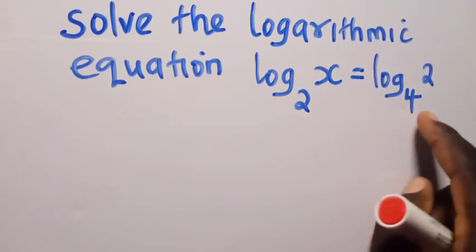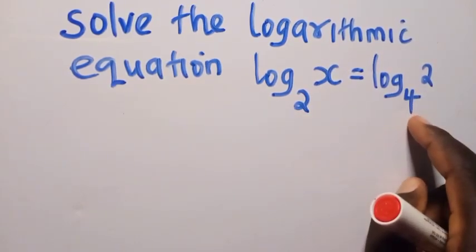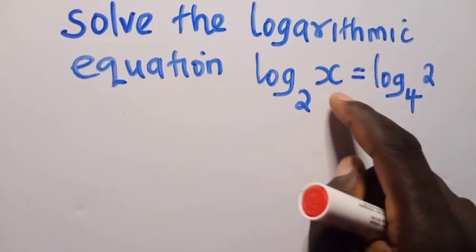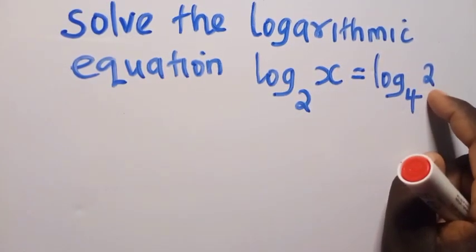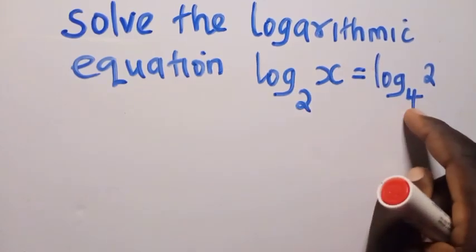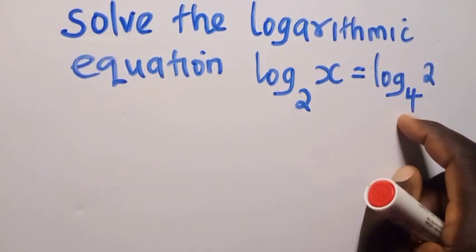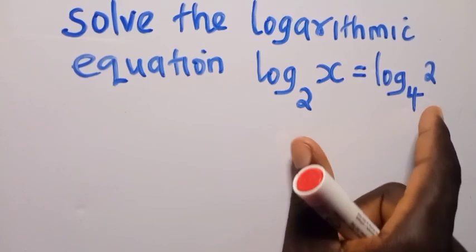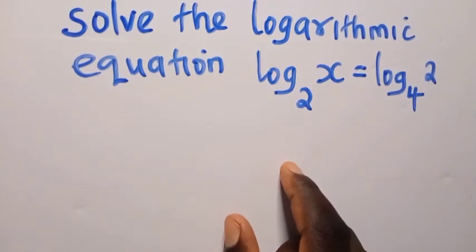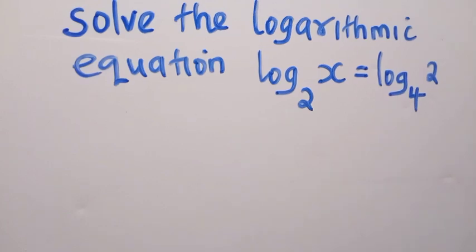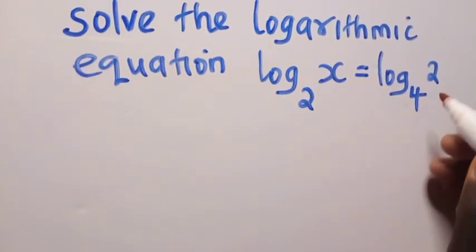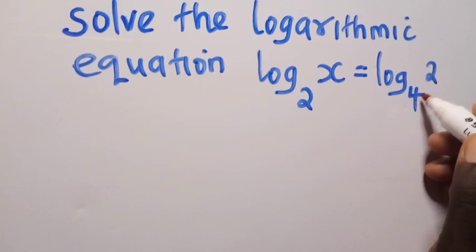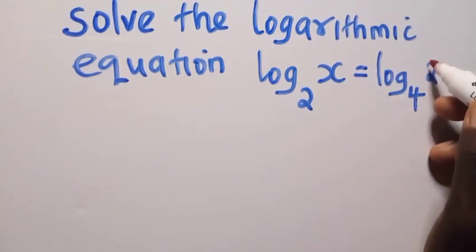Now, these are logarithms of different bases, and therefore you cannot equate them. That is, you cannot equate x with 2 because these are logarithms of different bases. Now, what can you do in a case of this caliber? Basically, this is what we shall do. Since this one is an integer and this one is an integer, we can solve this one separately.